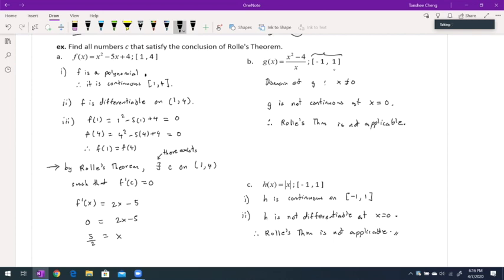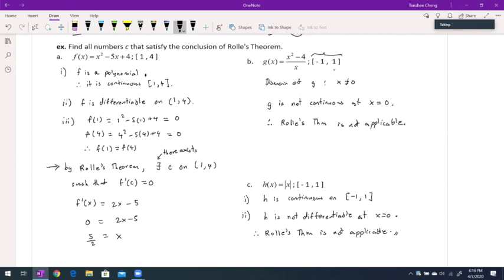All right. And since x equal to 5 over 2 is in this interval, then the conclusion of Rolle's theorem is satisfied. Okay? So you always need to check with the interval also, with Rolle's theorem. Are we all okay with this? Any questions before I move on?